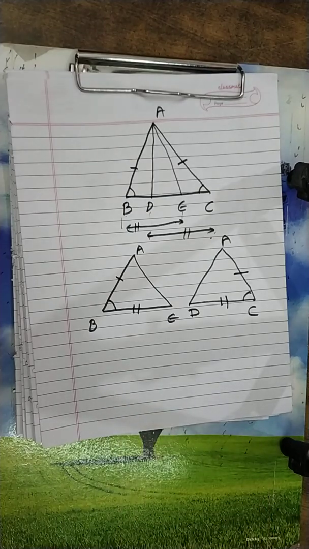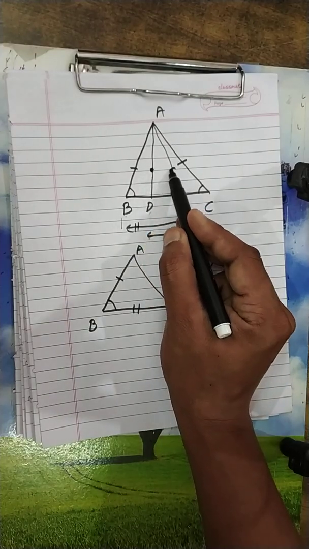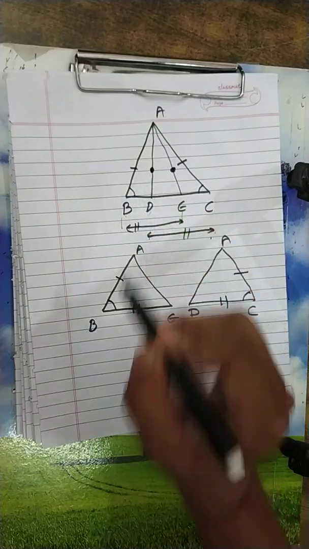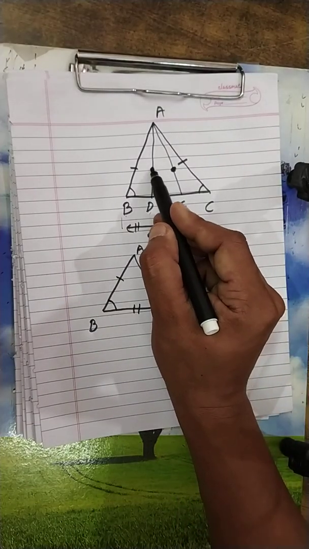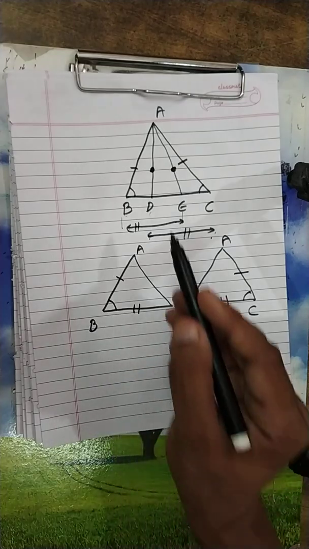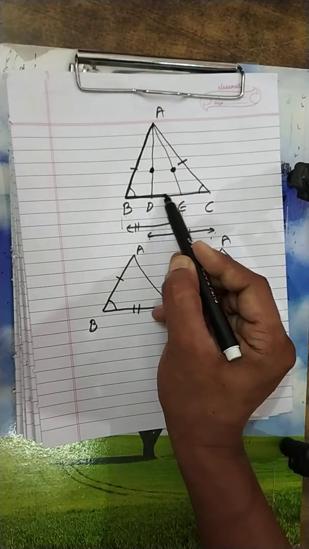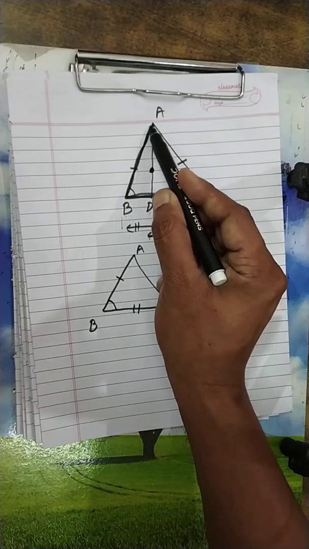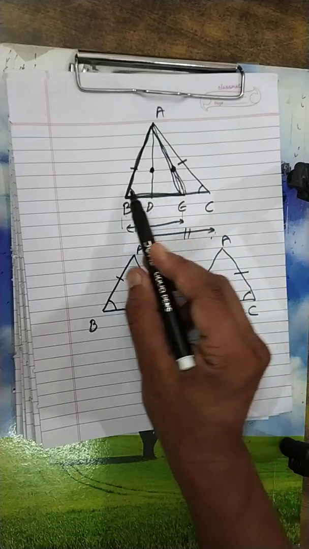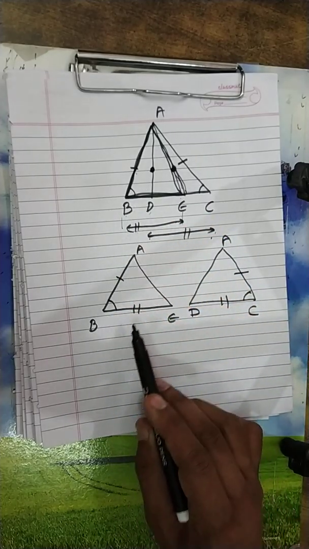Now, what we have to prove? AD equals AE. AE means AD this one side and this one side. You have to make these two sides equal to each other. Where I have dotted the dotted line, you have to make equal to each other. Now I have taken two triangles. One is ABE. AB has a single line. BE line has a double line.